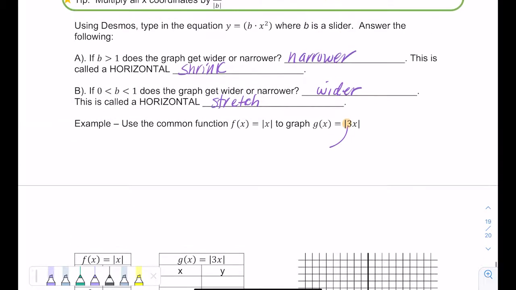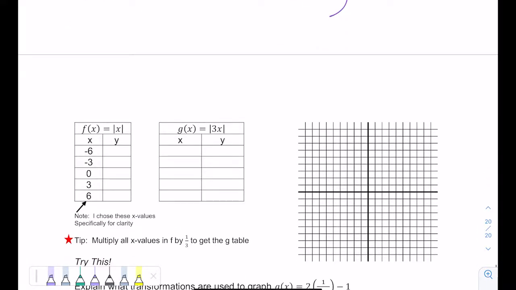And where does 3 fall? Is 3 greater than 1, or is 3 between 0 and 1? So 3 is greater than 1, so what should happen is it should be a horizontal shrink, and it should get narrower, okay? So let's take a look and see. So all you're going to do is plug in your values for your common function, which you all should already have completed.